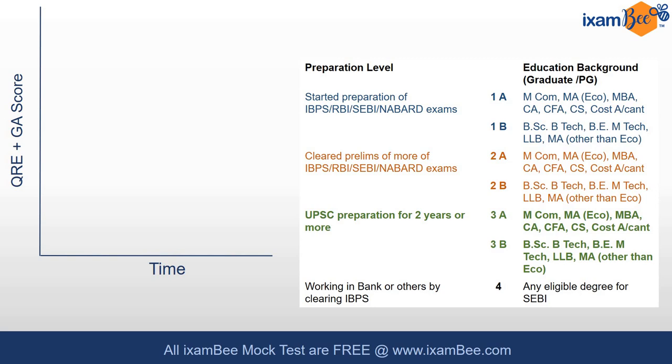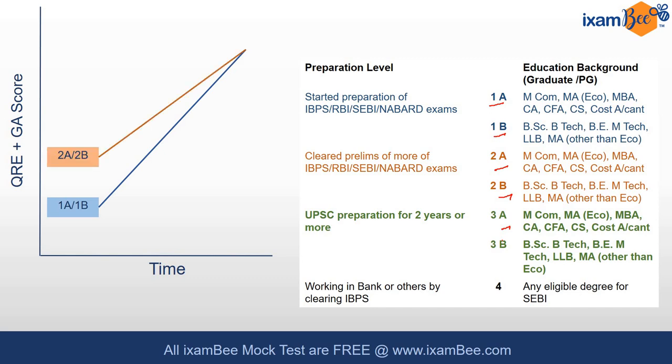So considering which category you belong to, you now know which one out of these is your ground zero. I would suggest if you are level 1A or 1B, you have to climb steeper, and if you are 2A or 2B, you have already cleared the prelims exam, so you have less to climb. Your journey is smoother for phase 1.